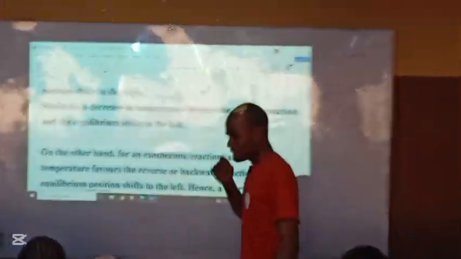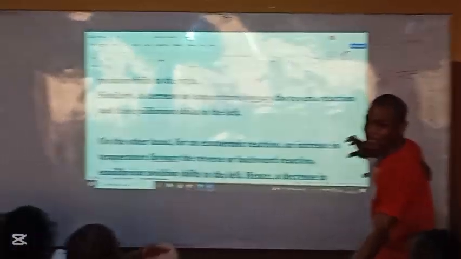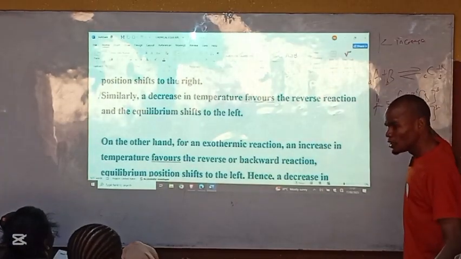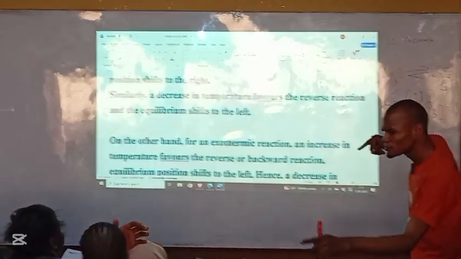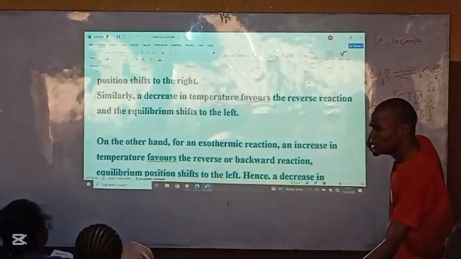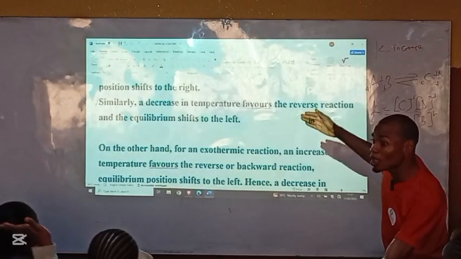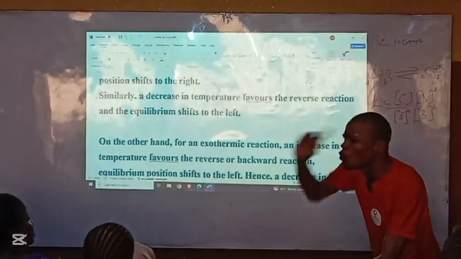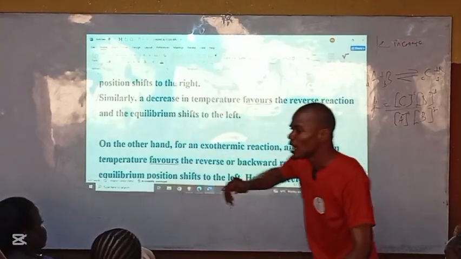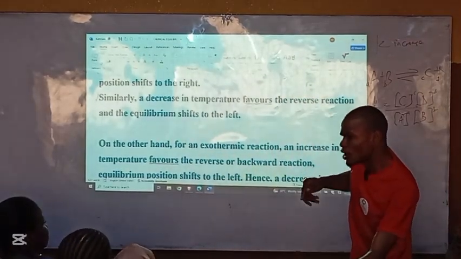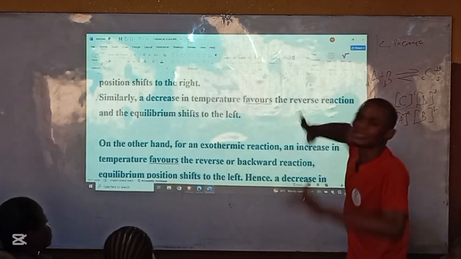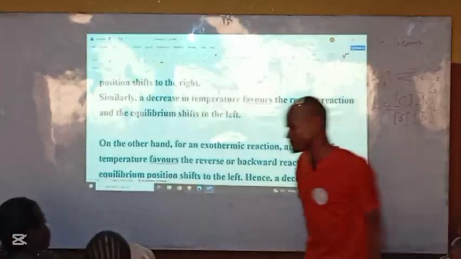Now tell me about the exothermic reaction. It's opposite. For an exothermic reaction, if you increase the temperature, the equilibrium will shift, it is the backward reaction. The equilibrium constant also decreases, right? When you increase temperature for exothermic, right? When you decrease temperature for exothermic, it favors the forward reaction, and the equilibrium constant will increase. Are you getting it now?